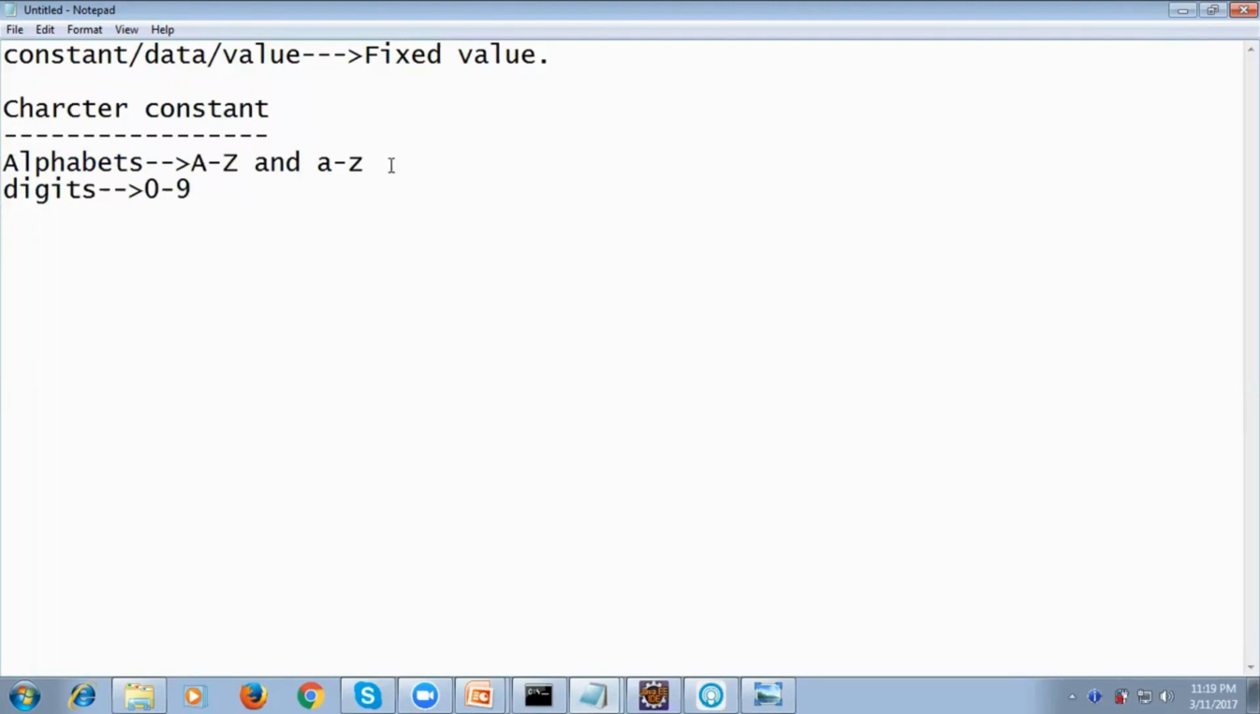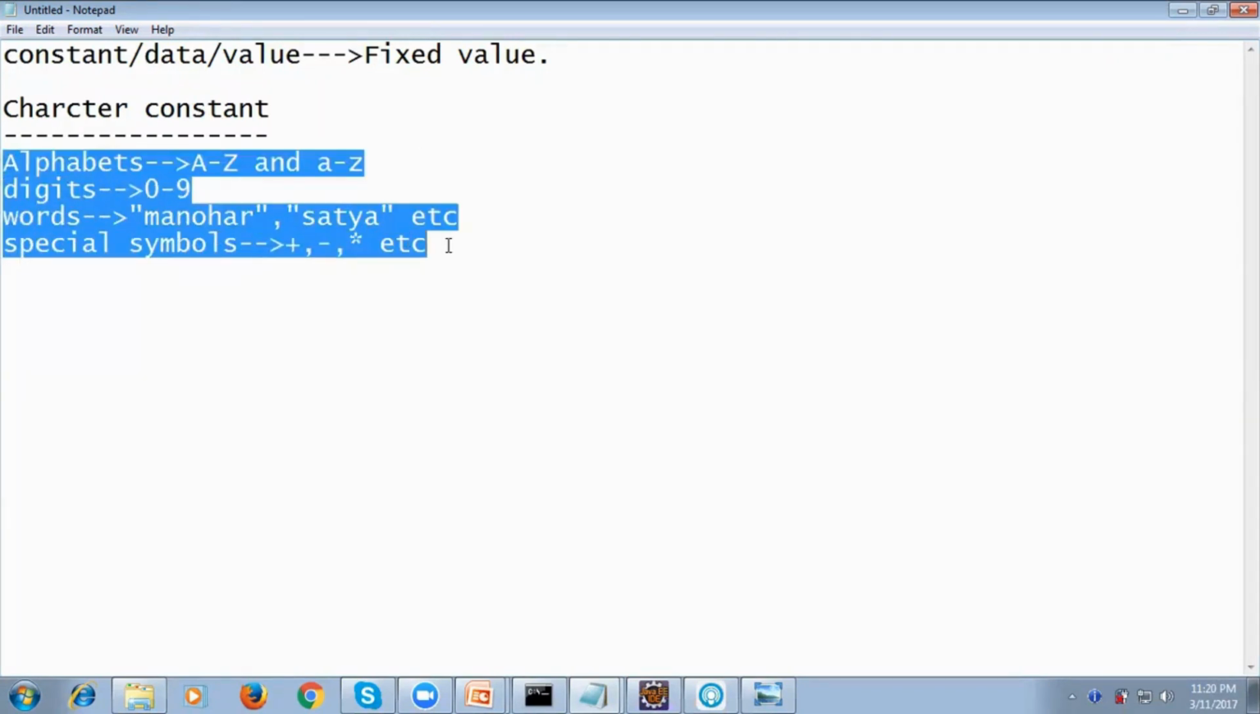After that, words. Words are character constants, something like Manohar. Infinite words are there. We cannot keep writing everything here. And finally, special symbols. All the special symbols are also character constants, like plus, minus, and into, comma, whatever you see on the keyboard. All this comes under character constants. I hope this is clear.